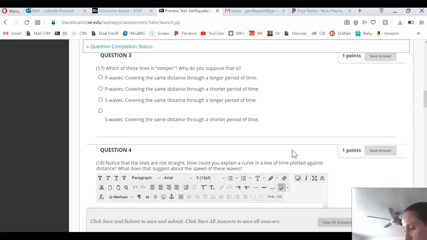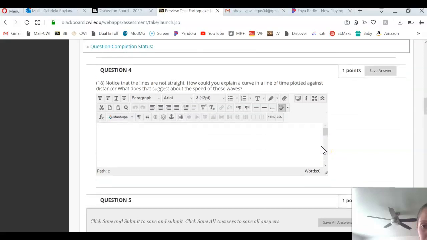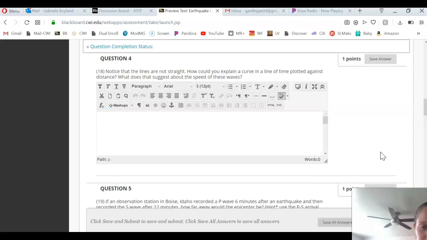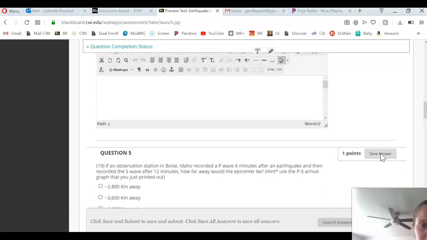Question 3, which of these lines is steeper, and why do you suppose that is? That is where I was telling you that it's a pretty key concept to get. Hopefully by having listened to lecture, you will be able to answer it, but if you're still confused, go ahead and ask me. I have no problem helping you out. Question 18 of your lab manual, question 4 within here, asks you to do a short answer.